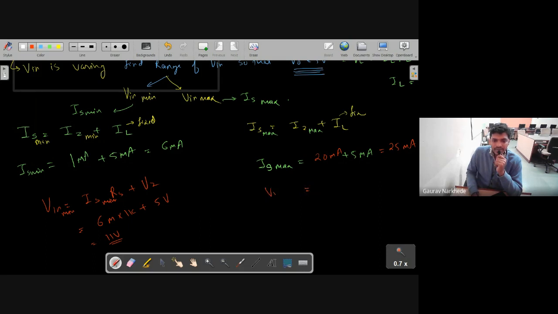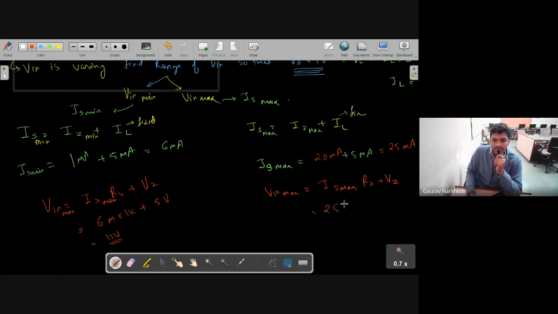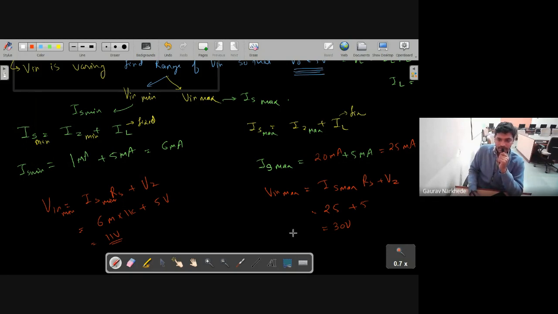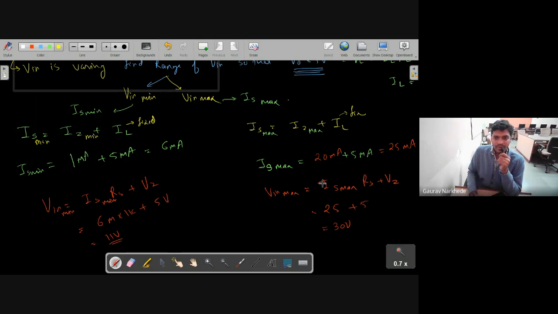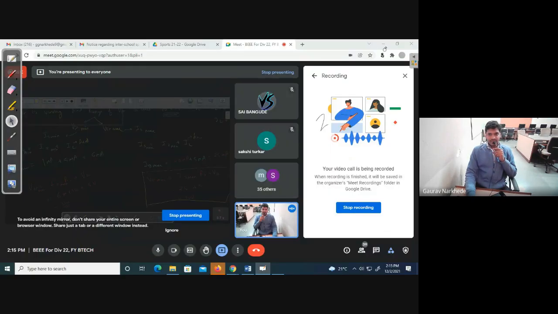Similarly, V in max will be equal to IS max into RS plus VZ. 25 milliampere into 1 kilo plus 5 is 30 volts. Is that understood? Okay, so let us check for 30 volts. This we will just highlight because I want to show you something. Now let us check our calculations.